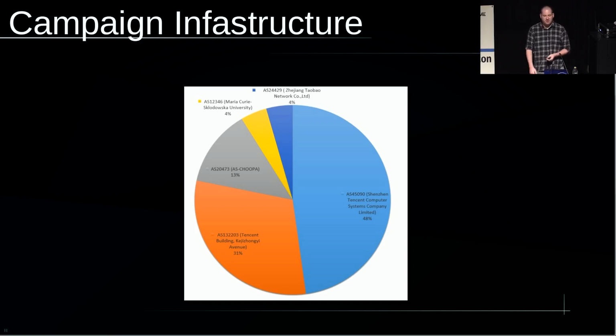Looking at where the IP addresses used to host the CNC servers were actually hosted, on which autonomous systems. About half of the IP addresses were hosted on an autonomous system belonging to a company called Tencent, a Chinese company. You may have heard of it.